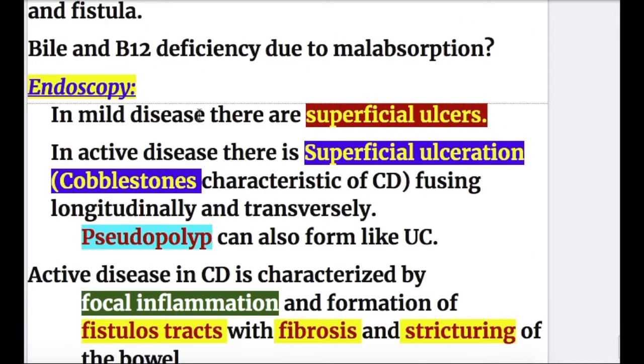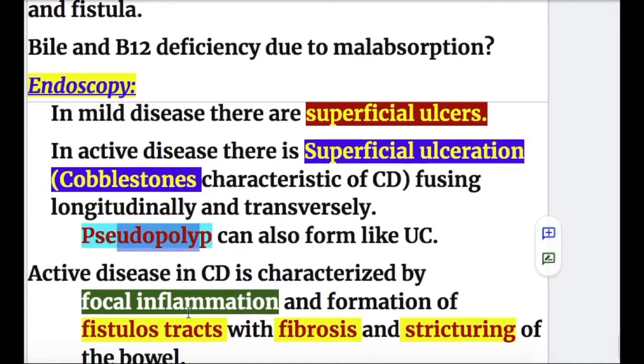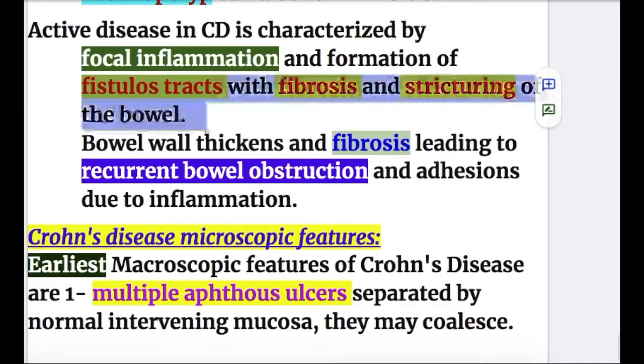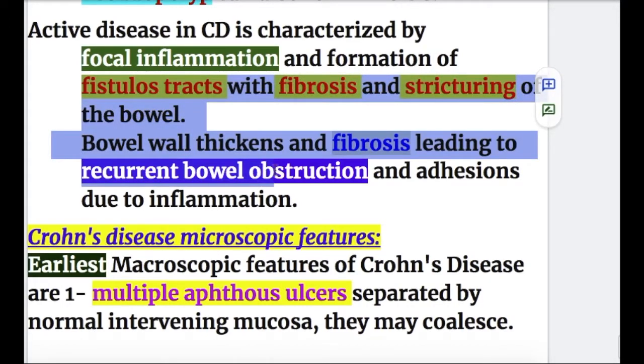So the endoscopic features in mild disease are superficial ulcers, and in active disease there is a cobblestone pattern, which is characteristic of Crohn's disease. Polyps may also be seen. Active disease is characterized by focal inflammation and formation of fistulous tracts with fibrosis and stricture. The bowel wall thickens and fibroses, leading to recurrent bowel obstruction and adhesions due to inflammation.